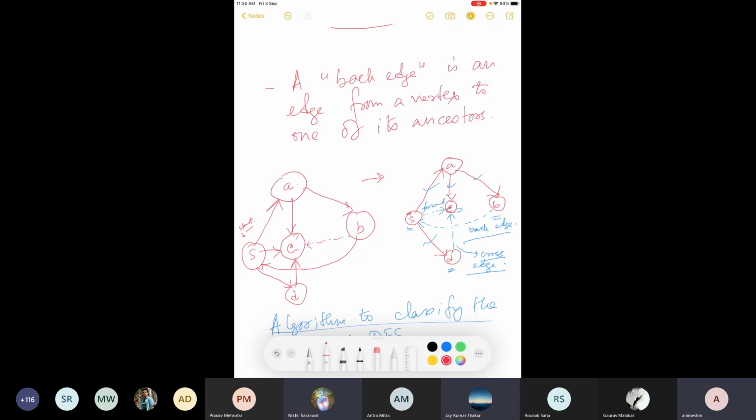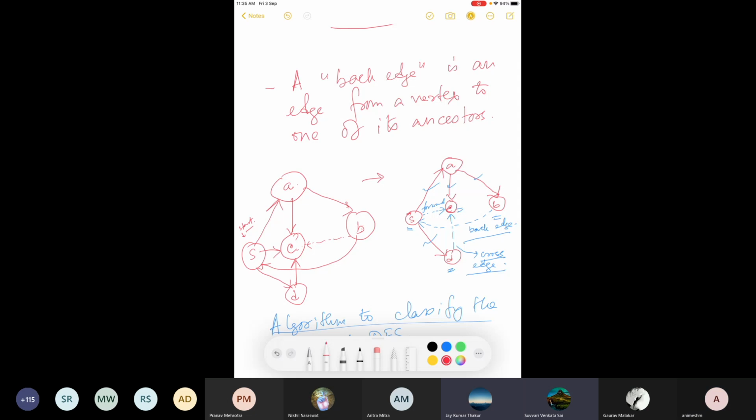Sir, if we first visit C, then there will be no connection between B and C. Right? Yes, if you first visit C, then you will go back. From C, you have no other place to go. Then you will go to A, and then you will come to B, and from B there is no other place to go. So in this case, it will be a forward edge. Sir, why will it be forward? It is cross.